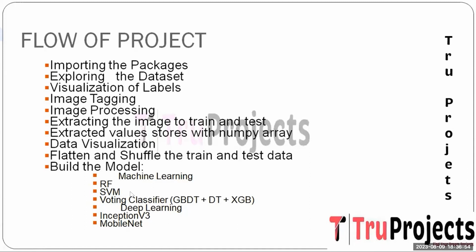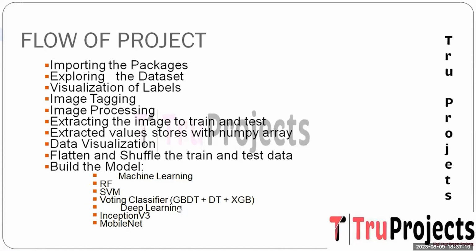And the next one is SVM. It stands for Support Vector Machine, a powerful classification algorithm that identifies an optimal hyperplane that best separates the different classes in a feature space. SVMs are particularly effective in cases where classes are not linearly separable and can handle both binary and multi-class classification problems. And the next one is voting classifier.